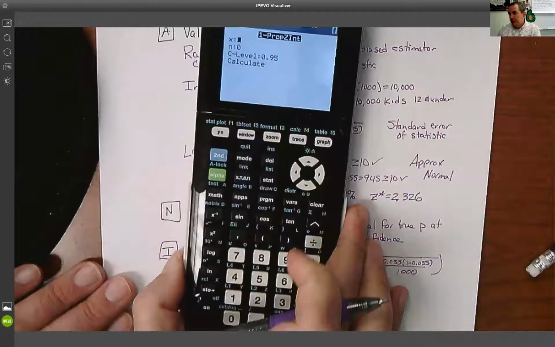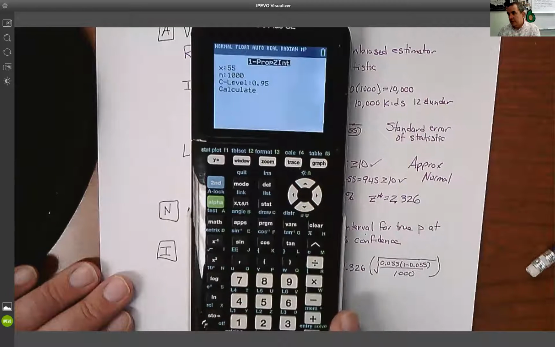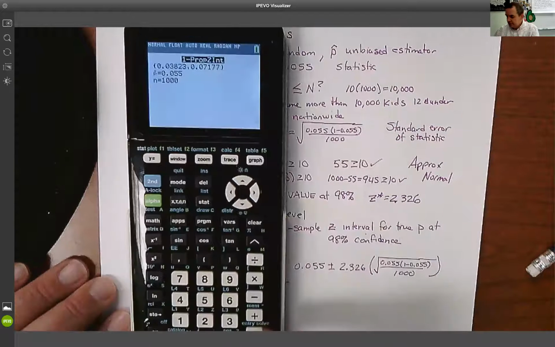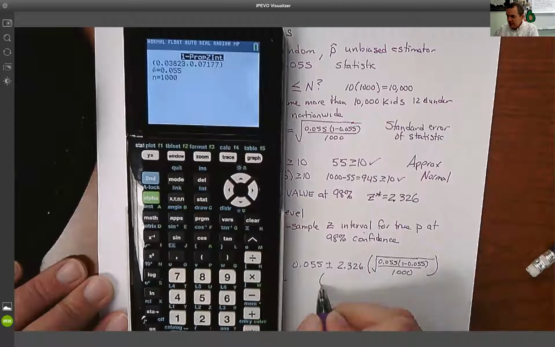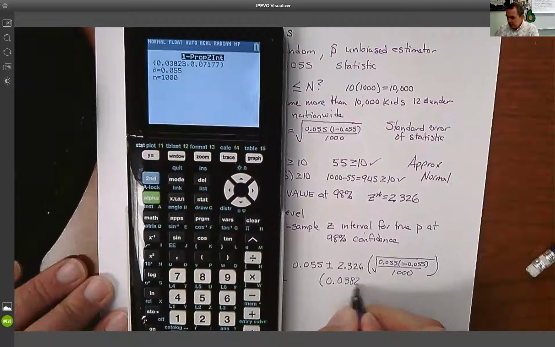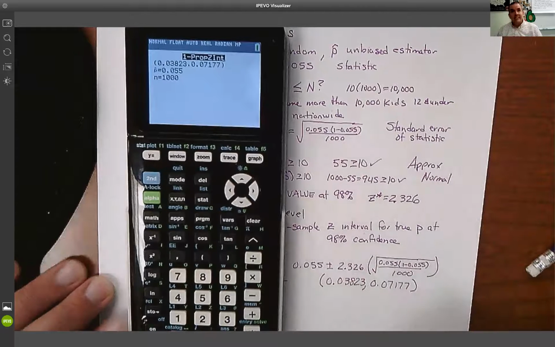And then what you're going to do is fill in the numbers that it says. X is your number of successes, 55. N is your sample size, 1,000. C-level, confidence level, 0.98. And we hit enter. And it's going to give us a range of values. It's going to say that this expression right here simplifies to this range, 0.03823, comma, 0.0717. Copy it down exactly as it appears there.